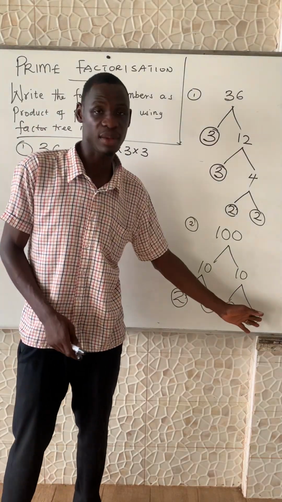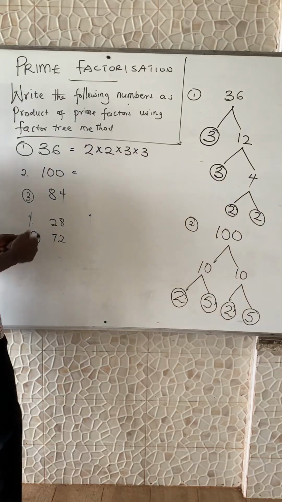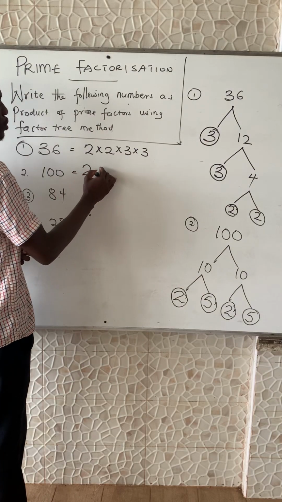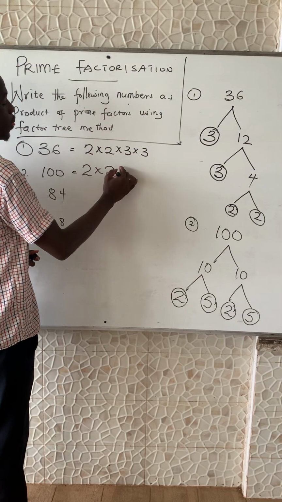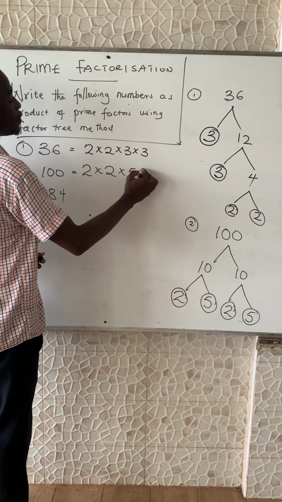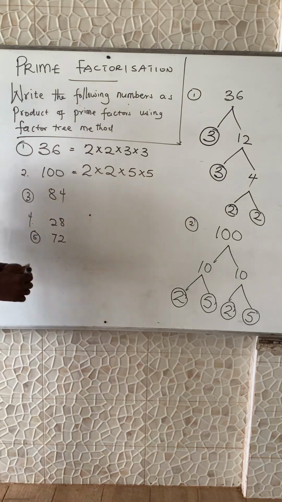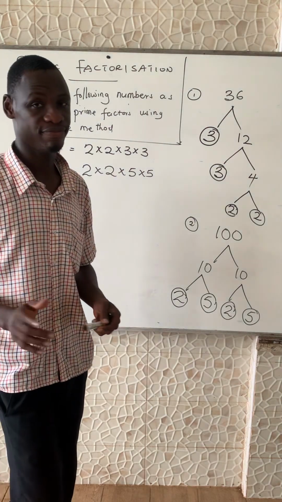So just multiply them up. So this will give us 2 times 2 times 5 times 5. Please help you understand what you're doing.